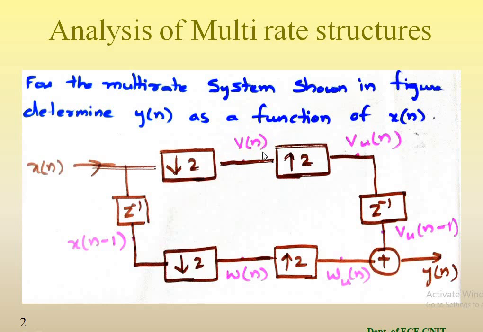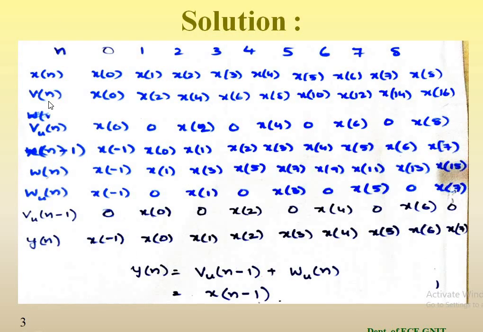V of n is the output after downsampling with a downsampling factor of 2. As we know, a downsampler removes m minus 1 samples in between each of the samples of the input sequence. Therefore, the resultant sequence will be equal to x of 0, x of 2, x of 4, x of 6, x of 8, and so on. Since it removes m minus 1 samples, here m minus 1 is equal to 1, therefore we lose one intermediate sample between each of the samples of the sequence. Therefore, we have lost x of 1, x of 3, x of 5, x of 7, and so on. And the resultant sequence is something like this: x of 0, x of 2, x of 4, and so on.